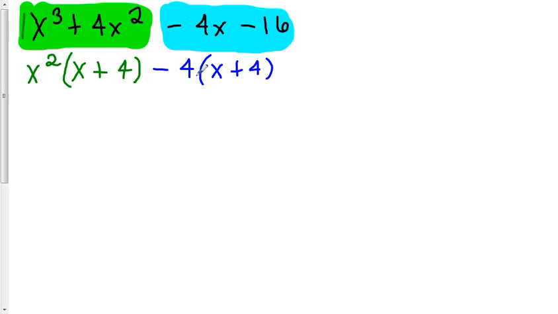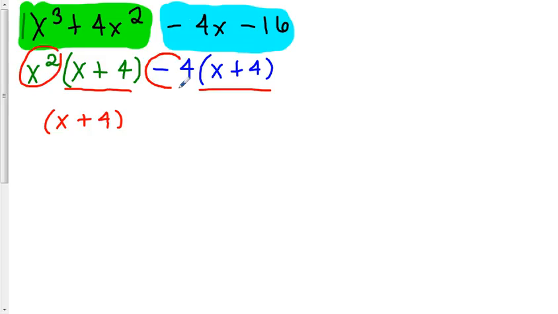Now, time for my final answer. I notice that both terms have this common quantity, x plus 4. So I go ahead and write this down, x plus 4. What else is left? I have an x squared and a minus 4. So that goes second, x squared minus 4. And we have factored this by grouping.